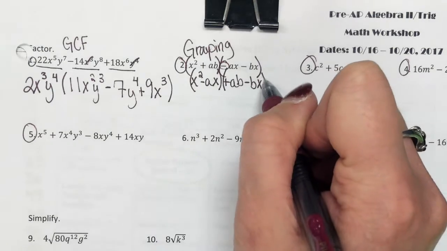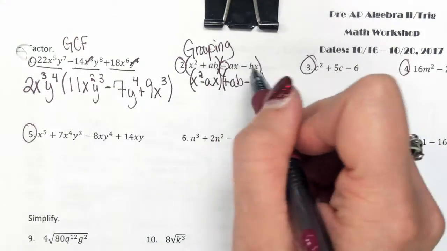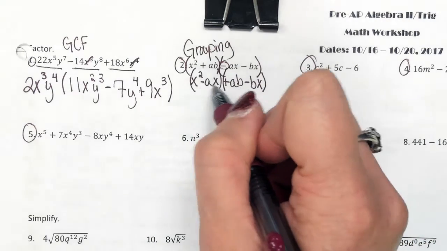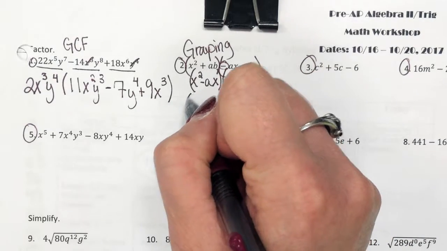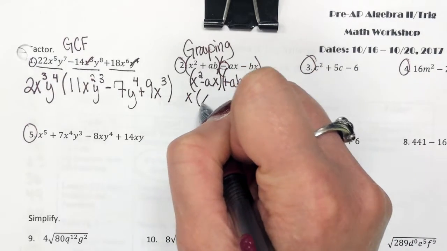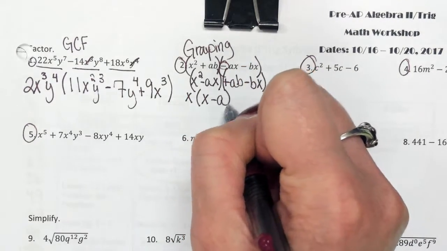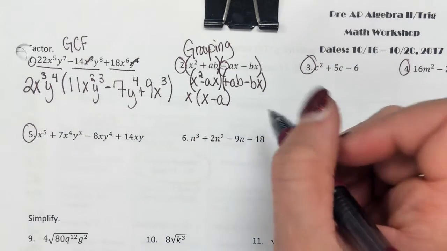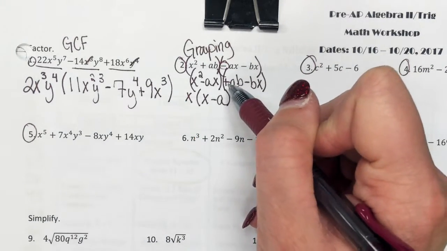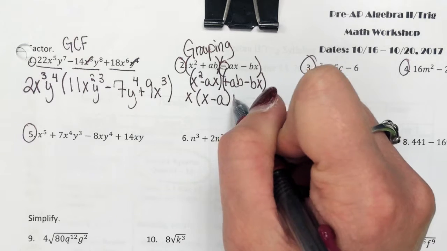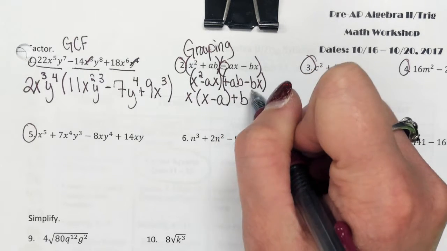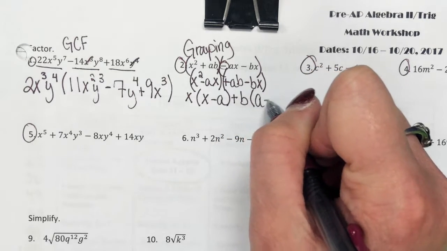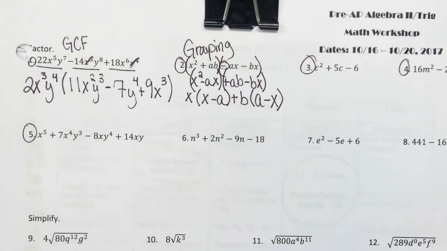Anybody lost about what I just did? I just rewrote them. Alright, now what do the first 2 have in common? X, which leaves me with X minus A. What sign am I going to write? Plus sign. What do the next 2 have in common? B, which leaves me with A minus X. Ooh, this is a tough one.